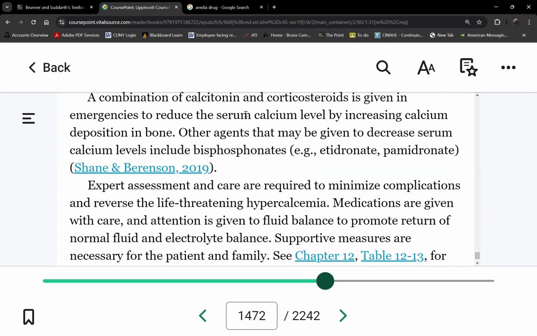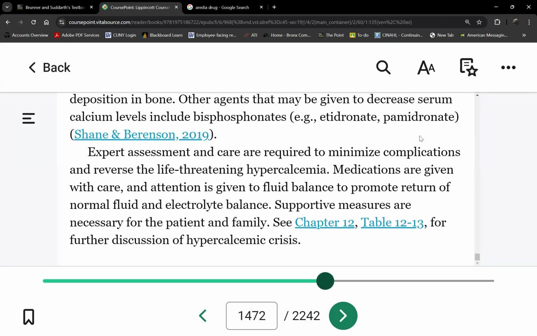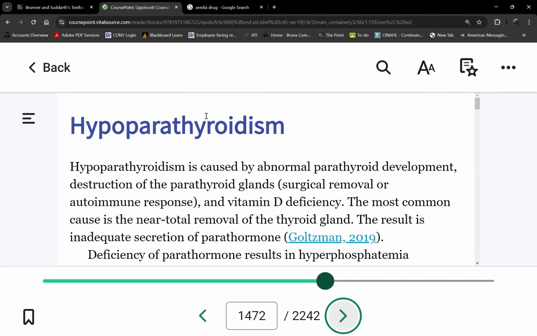So please don't forget these drugs. These are the common drugs you'll be seeing in actual practice, all right? Especially pamidronate. Any questions on hyperparathyroidism? Okay, let's go straight to hypo.